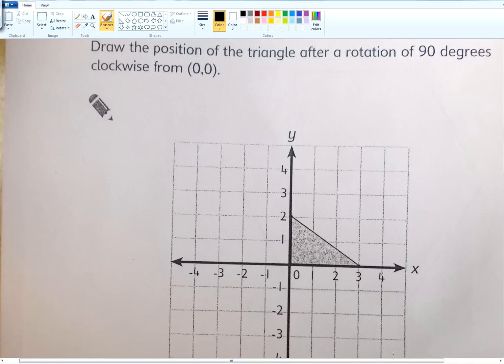Okay, draw the position of the triangle after rotation of 90 degrees clockwise from 0, 0. So, let's have a look. Let's get a nice big fat pen. So we're going to start from there. We're going to turn the triangle around 90 degrees clockwise. Clockwise meaning the direction of the clock. Which way does the clock go? This way. Right. So we're going to now get the triangle. This part up here will be now down here. I need the line.